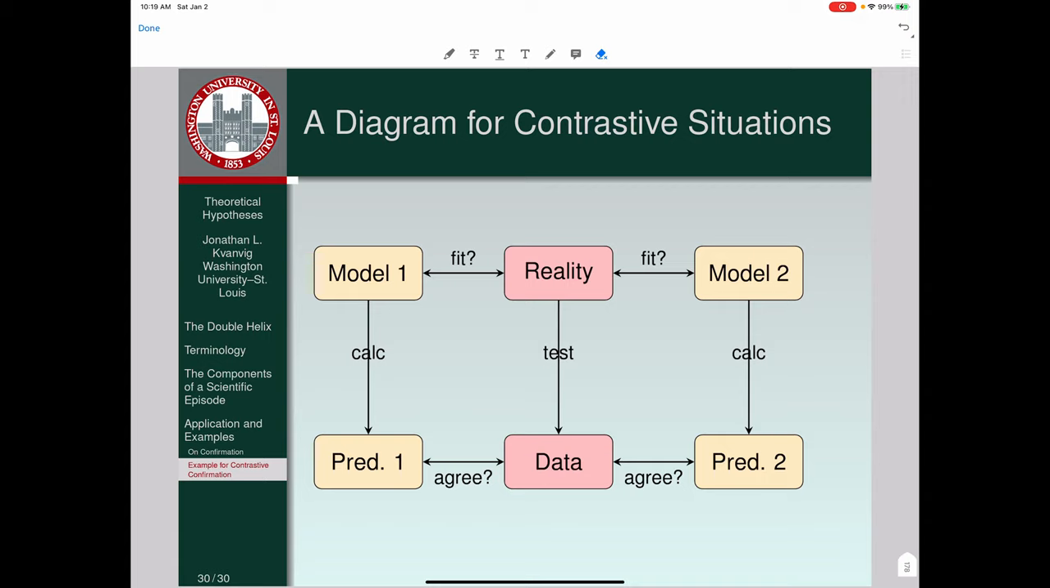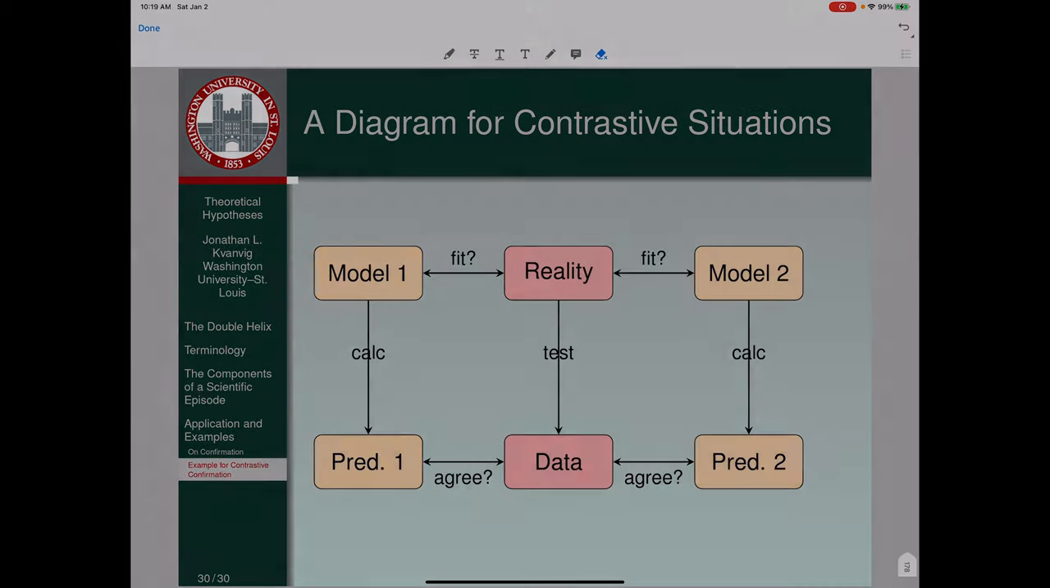And that's what we find in contrastive situations. The ideal of contrastive confirmation situations is we are looking to construct a crucial experiment. So if you have two models in mind and two predictions that disagree strongly with each other, that's what you're looking for. In succeeding chapters, chapters 3 and 4, we'll look at some famous episodes from the history of science that talk about this particular kind of contrastive testing that goes on in science.